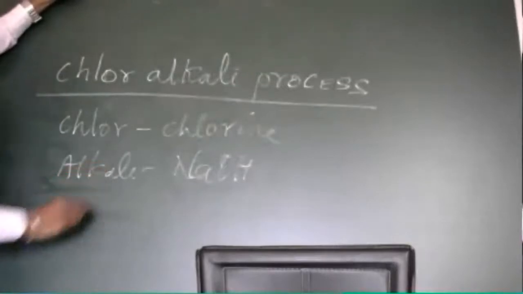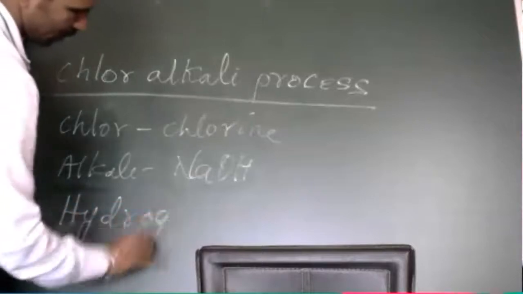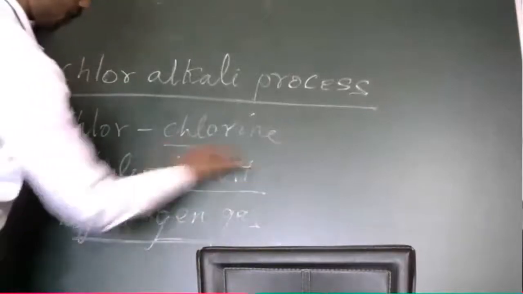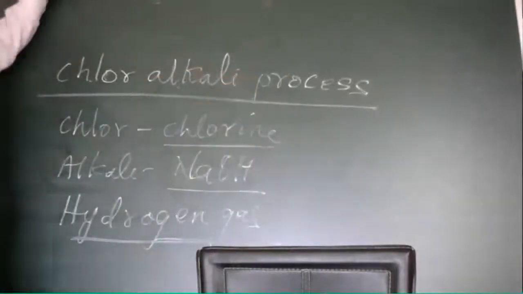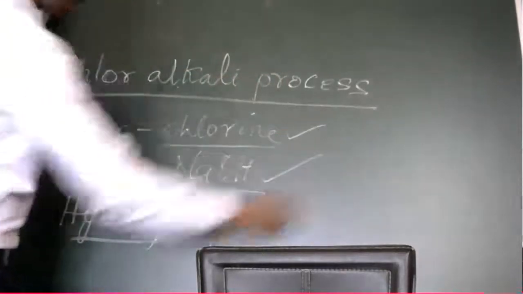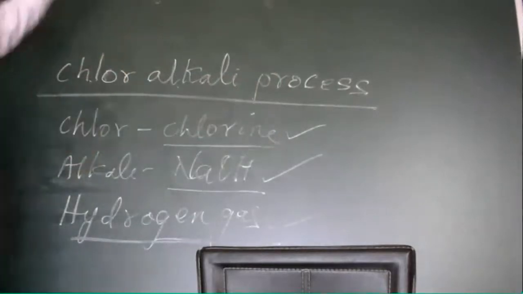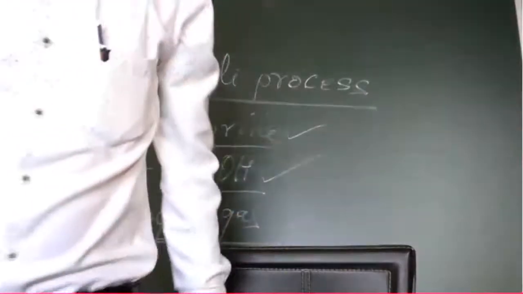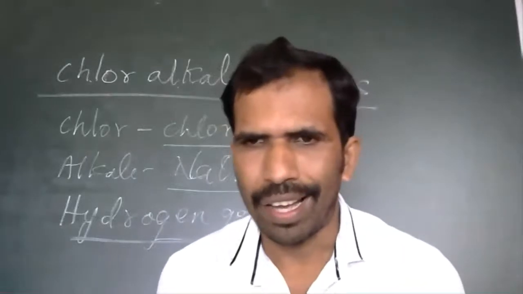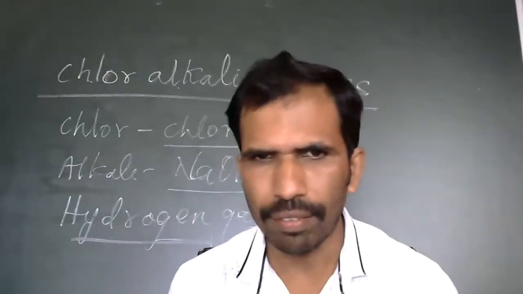Similarly, in this process, hydrogen gas is also produced. If you want to remember it very easily, the chloralkali process is the preparation of chlorine gas, NaOH, and hydrogen gas. It is nothing but preparation of NaOH by decomposition of NaCl.